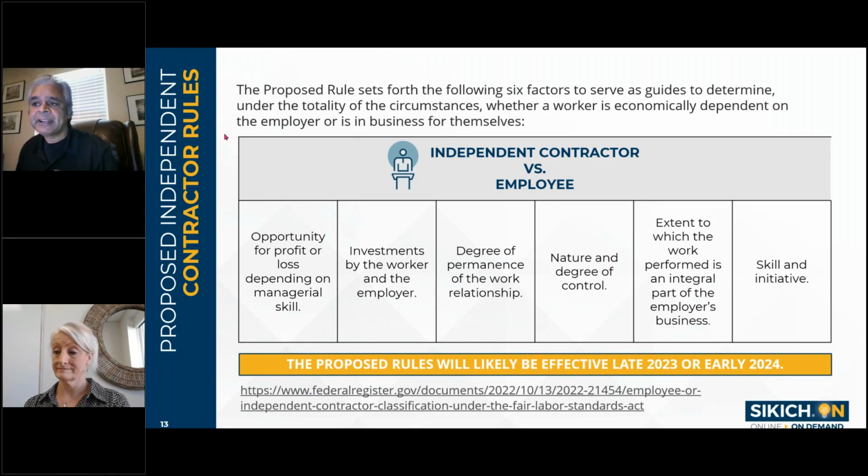And then it comes to factor number 3, degree of performance in the work relationship, right? When the working relationship is indefinite or continuous, that indicates employee status. But if you're working on a project basis that's limited in time and limited in the work that you're doing, that says you're a contractor. That's how we look at it today.